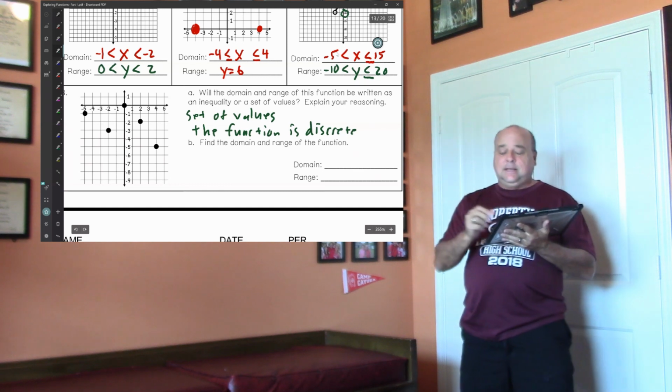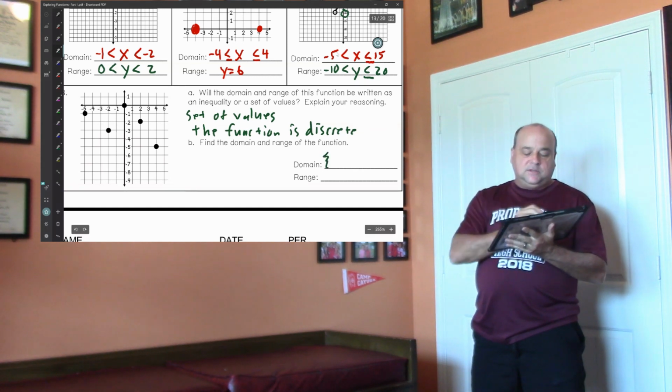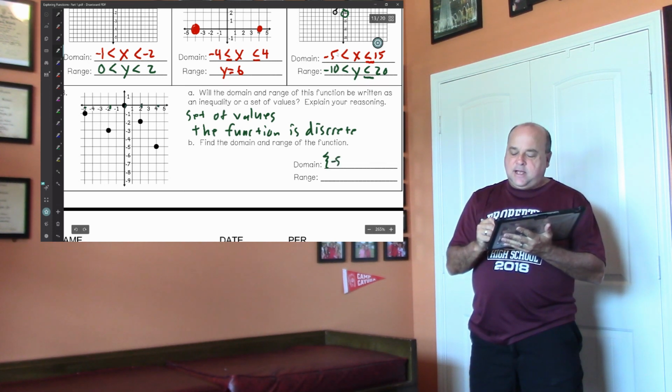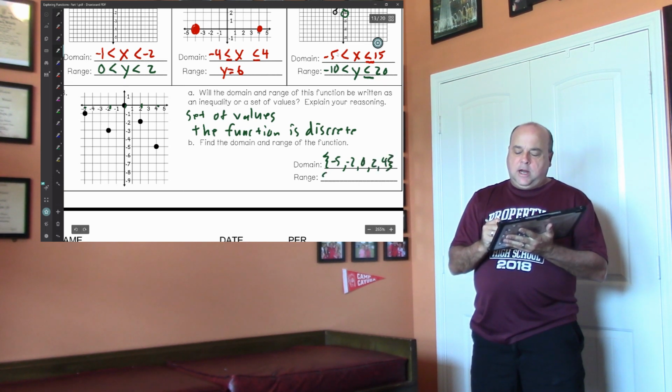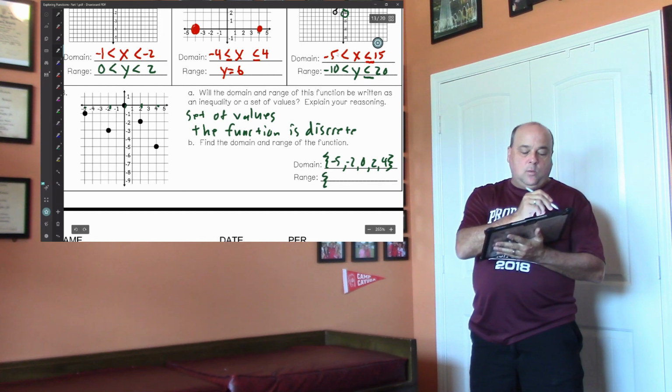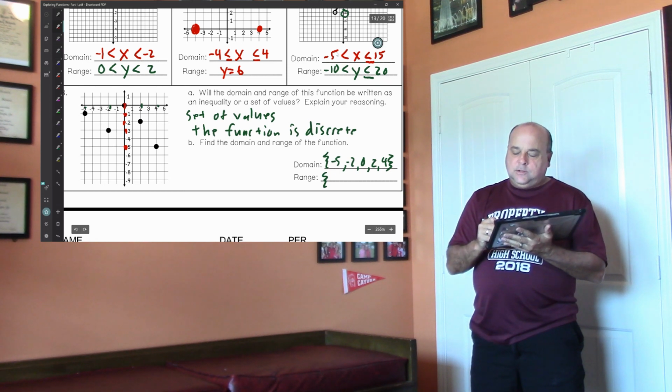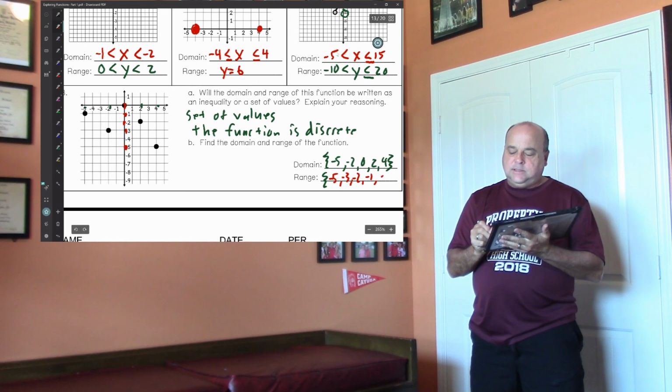Okay, so basically, let's write down our domain. For parentheses, it's going to be -5, -2, 0, 2, and 4, right? And the range, put them on the dots on the y-axis, right? We'll start at -5, -3, -2, -1, and 0.